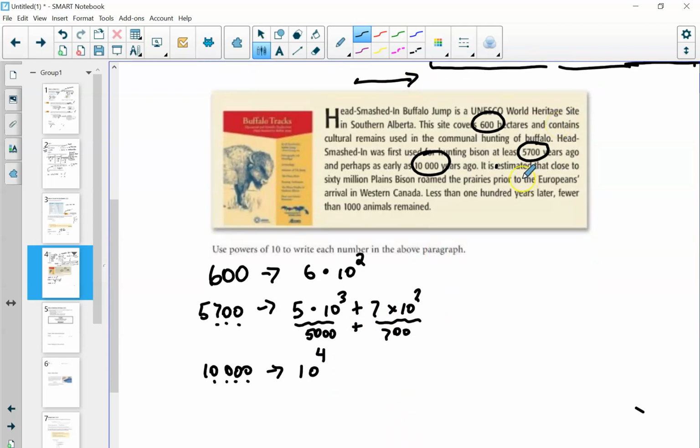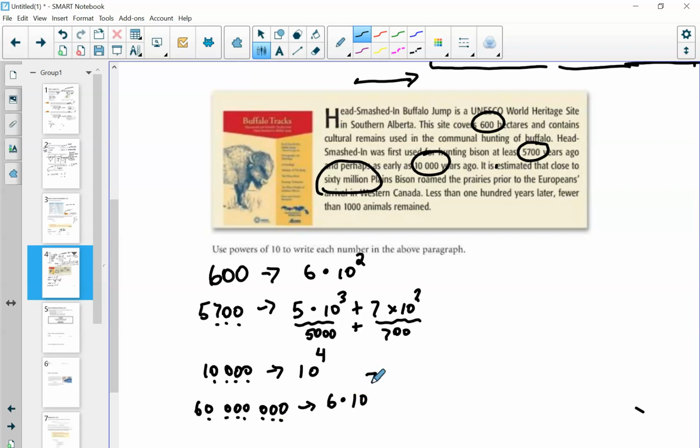And I think we got one more number here. Oh, we got a couple more, actually. Estimated close to 60 million. That one was written out in word form. See? 60 million. Okay, what's 60 million? 60. 1, 2, 3. That would be 60,000. 1, 2, 3. That'd be 60 million. So this is 6 times 10 to the power of, well, it's all zeros after that, so that's great. 1, 2, 3, 4, 5, 6, 7. That would be 6 times 10 to the power of 7.